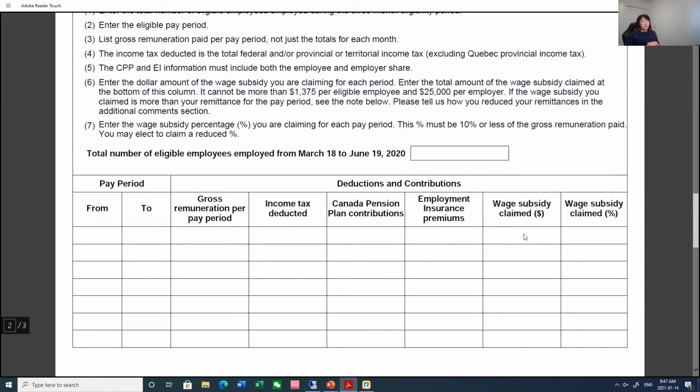In the next column, we want to report the actual dollar amount of the wage subsidy that you've claimed for each of these pay periods. Then you have to calculate the percentage you're claiming for each pay period. This percentage is calculated by taking the wage subsidy amount that you claimed, divided by the gross remuneration per period, and that should give you a percentage of 10% or less.